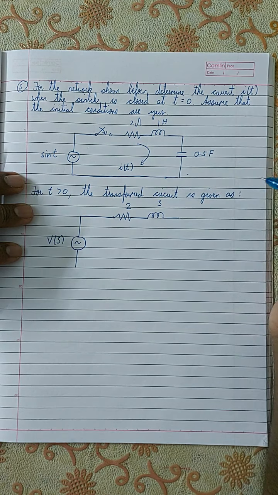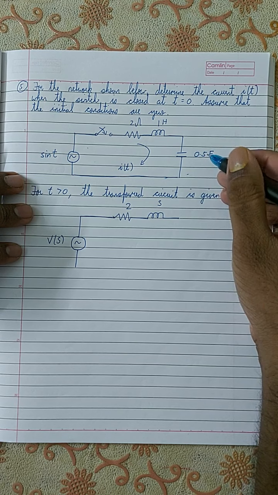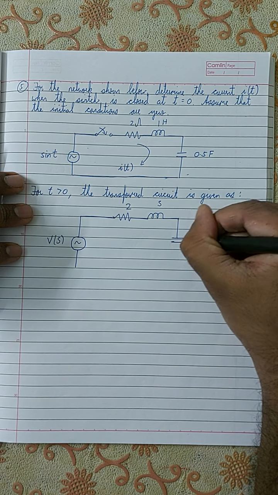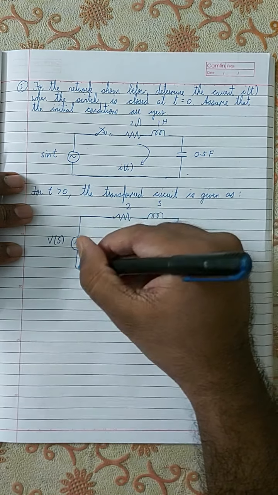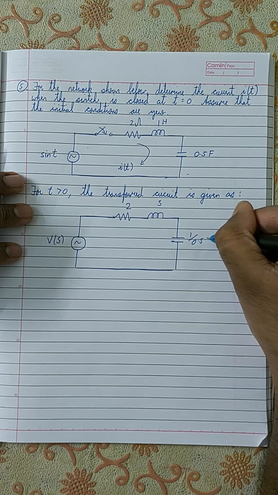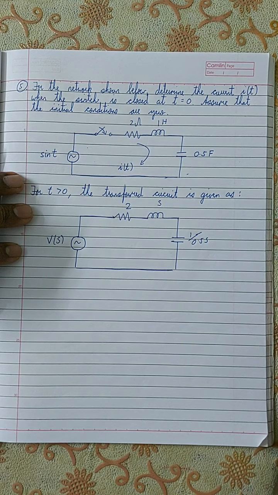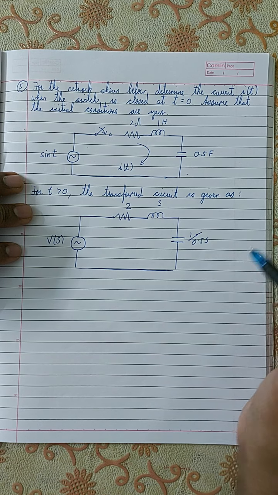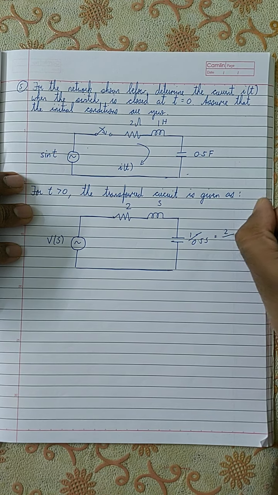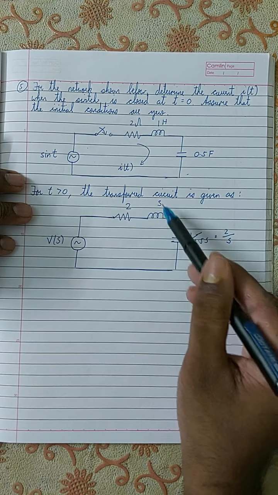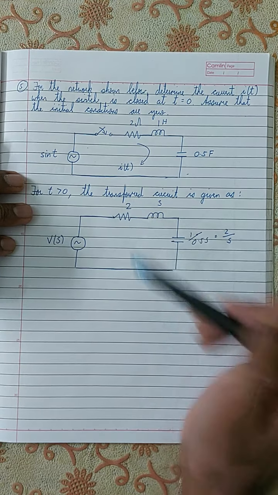And you have a capacitor over here. The capacitor is 1 by Cs, which means 1 by 0.5s. What is 1 by 0.5? 1 by 0.5 is actually 2. So this is nothing but 2 by s. So the impedance of the capacitor is 2 by s, the impedance of the inductor is s, and the impedance of the resistor is 2 itself.